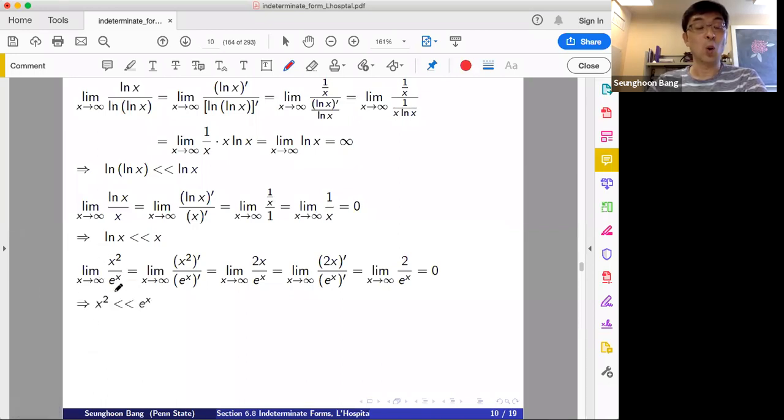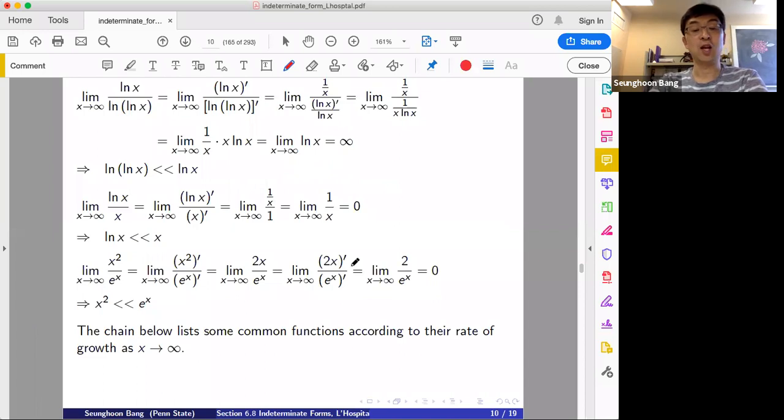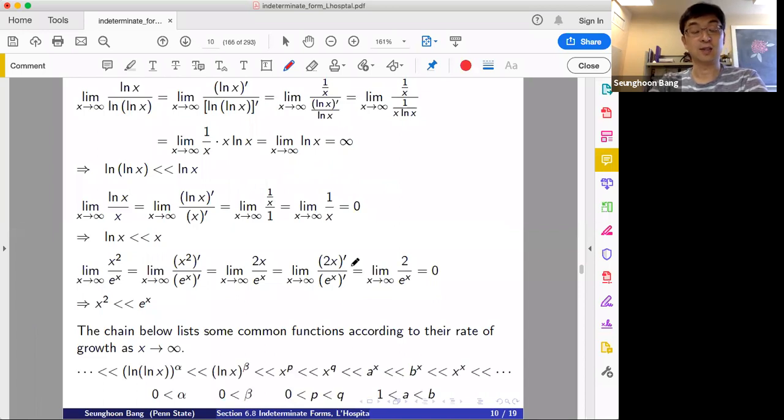We can combine this whole result. We have one good chain. What kind of chain? Like this: ln of ln of x grows slower than ln of x. So this is growing fast. X is growing faster here. So this is very clear. X squared grows faster, and e to the x, so like this, and keep going. We can make this kind of chain. You need some of this for the test. You have the one good chain. What kind of chain? So like this.